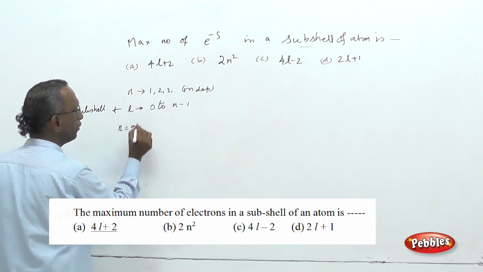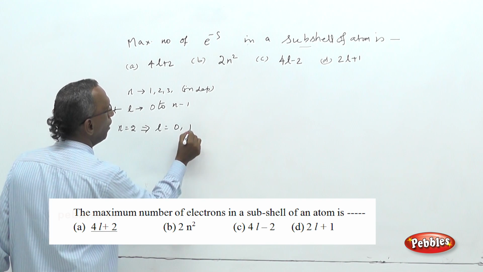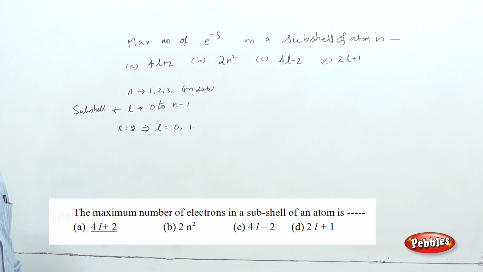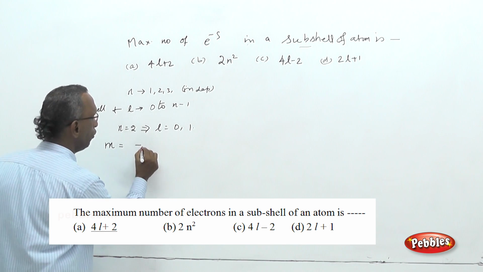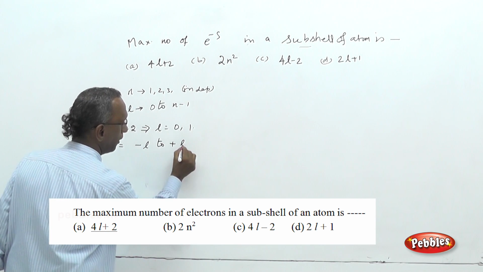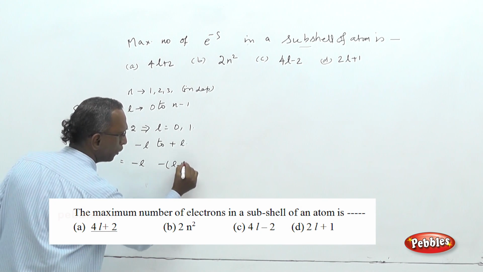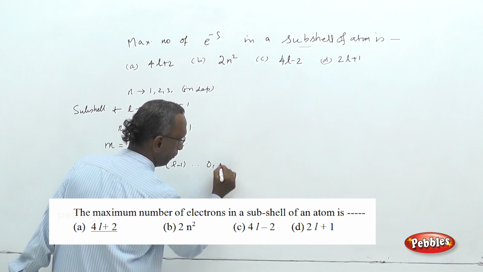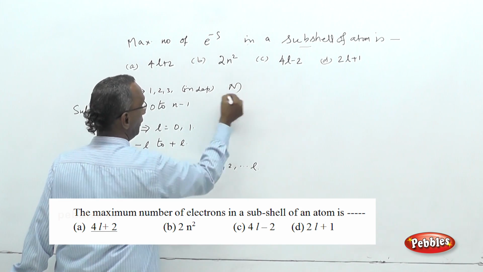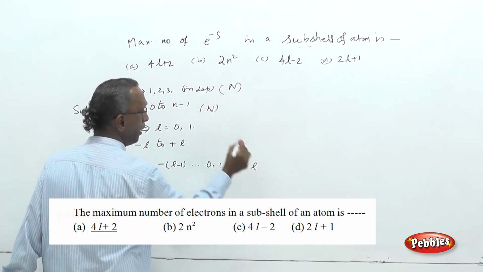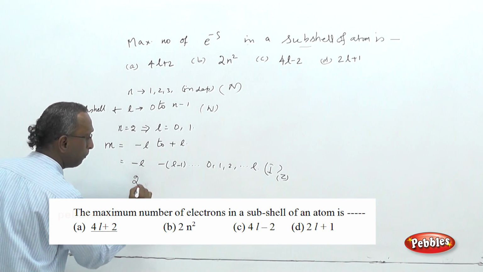What is meant by 0 to n minus 1? Let us fix n equal to 2. n equal to 2 means l values 0, 1. Then the third one is the magnetic quantum number, m. It takes the values minus l to plus l. That is, minus l, minus (l minus 1), and so on, like integers. Natural numbers start from 1, whole numbers start from 0, and integers are Z.